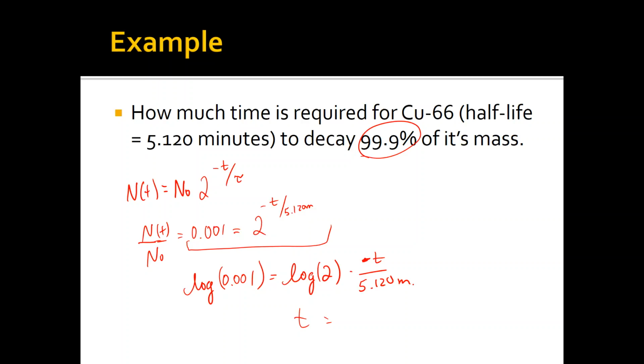Since I decayed a lot of this, and I'm never going to actually decay 100% of my material, do you expect this to be a short amount of time or a long amount of time compared to the half-life? Long, right? Many half-lives had to occur for me to decay this much of it. So I'm looking at a number that's way bigger than 5.120. Someone have an answer? 51.0. So 10 half-lives.